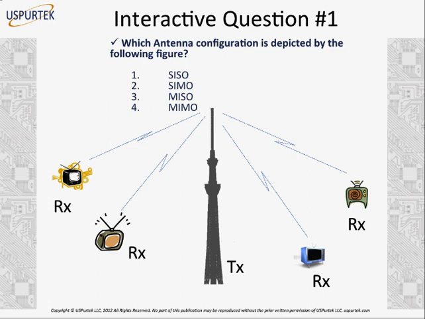Now, before we move on, I would like to pose an interactive question. Which antenna configuration is depicted by the figure on the screen? Is it a SISO, a SIMO, a MISO, or a MIMO? So take a moment to think about this scenario, and you can write the answer number in the text box and send it to me. Which one do you think is the configuration displayed here?